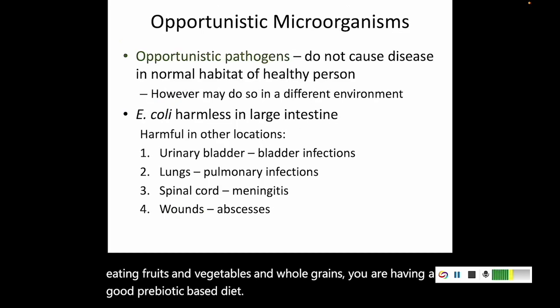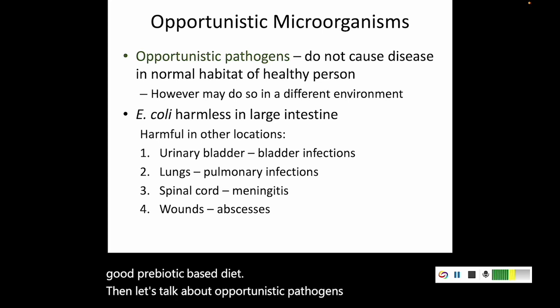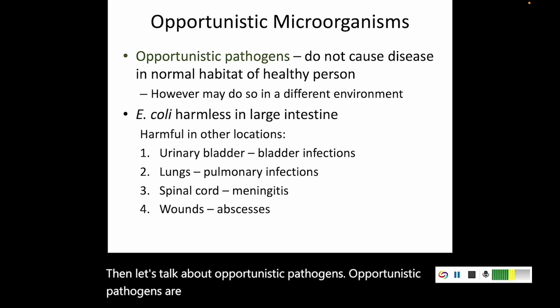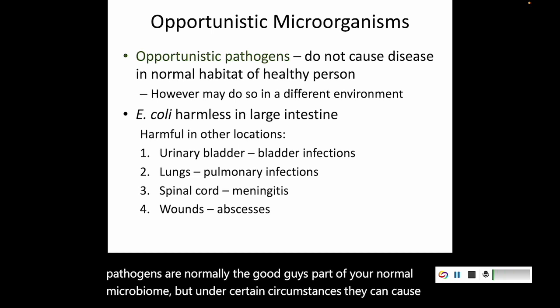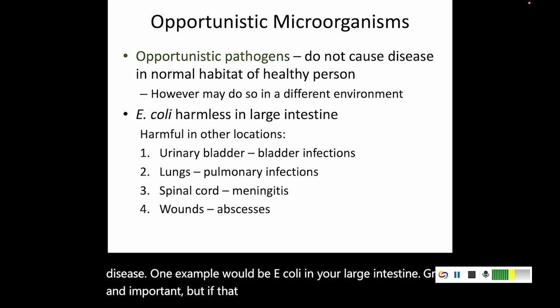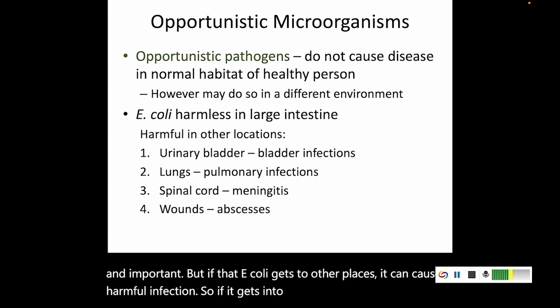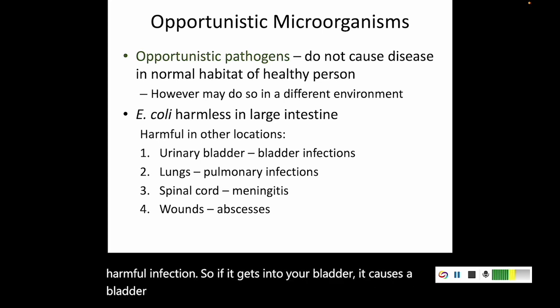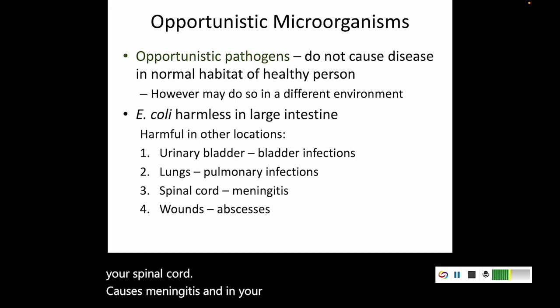Then let's talk about opportunistic pathogens. Opportunistic pathogens are normally the good guys, part of your normal microbiome, but under certain circumstances, they can cause disease. One example would be E. coli in your large intestine, great and important. But if that E. coli gets to other places, it can cause a harmful infection. So if it gets into your bladder, it causes a bladder infection. Your lungs, it causes a pulmonary infection. In your spinal cord, it causes meningitis. And in your wounds, it can cause an abscess.